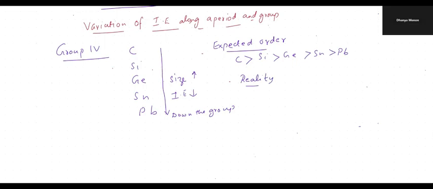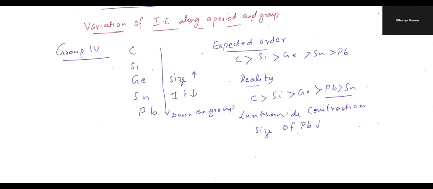There's one change, okay? Carbon is greater than silicon, greater than germanium, greater than lead, greater than tin. There's only one change here. Now, the reason is because of lanthanide contraction. Because of lanthanide contraction, the size of lead is becoming smaller. If the size is small, what happens to the ionization energy? Ionization energy will be more. So this is for group 14, this is the only discrepancy. Okay, so the reason is the lanthanide contraction, because of the small size of lead compared to tin.